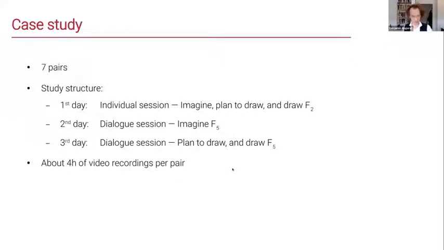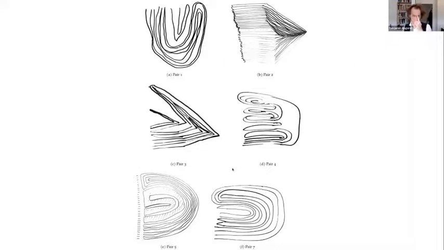Here you see 6 drawings of those pairs. One of them didn't get to actually draw the 5th fold. You can see some of these drawings, or maybe you can intuitively see that some of those look like they could be correct and some of those don't.